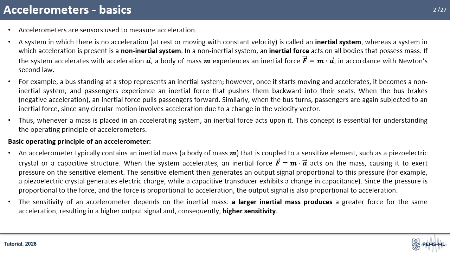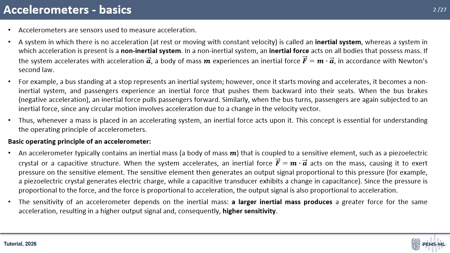For example, a bus standing at a stop is an inertial system. When it starts moving and accelerates, it becomes a non-inertial system, and passengers feel an inertial force pushing them backward. When the bus brakes, the inertial force pulls passengers forward. During a turn, passengers also experience an inertial force because circular motion involves acceleration due to a change in the velocity vector. Therefore, whenever a mass is placed in an accelerating system, an inertial force acts on it. This principle is fundamental to the operation of accelerometers.